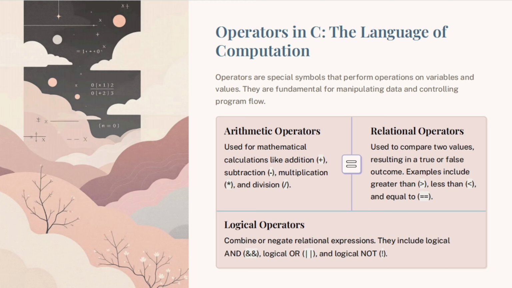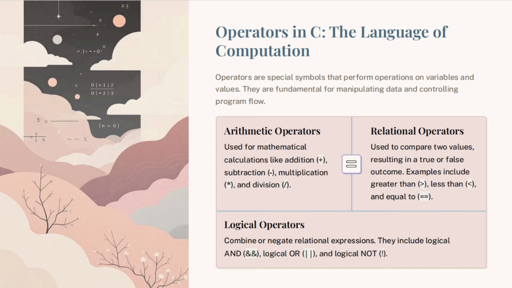Operators in C, the language of computation. Operators are the special symbols that allow us to perform calculations and make decisions within our code. They are the tools we use to manipulate data and control how our program flows. We can categorize them into three main groups: arithmetic operators, relational operators, and logical operators.